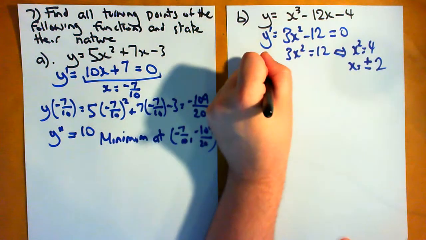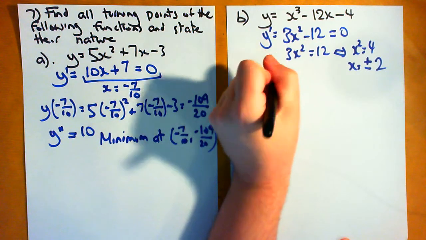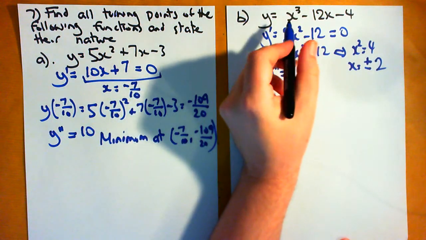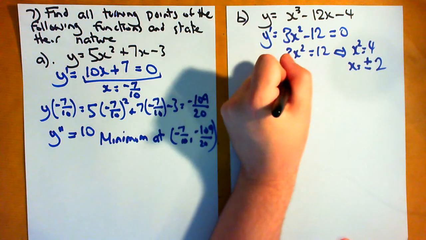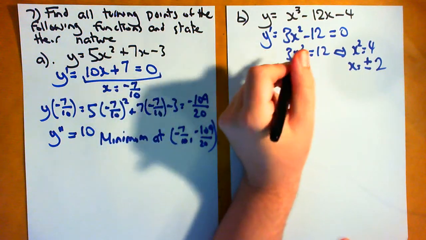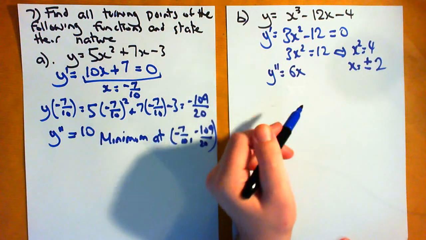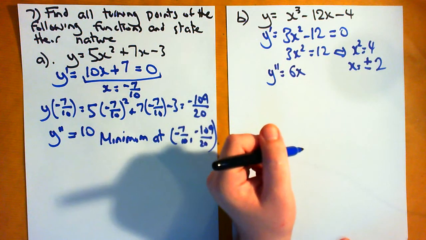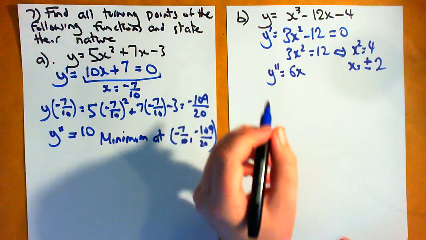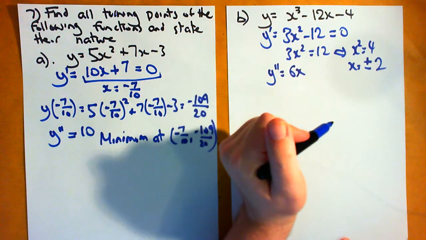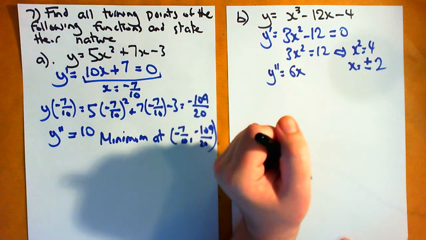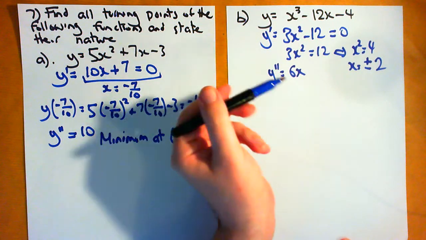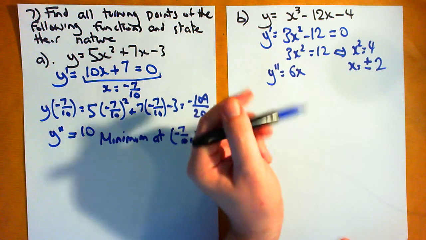Let's also take the second derivative before we go any further. So 3x squared minus 12 was the first derivative. Differentiate that again, we get 6x. So 6x is the second derivative of the original function. Now for each turning point we need to find y, and we need to find whether it's maximum or minimum. I'm expecting one of each here because it's a cubic.